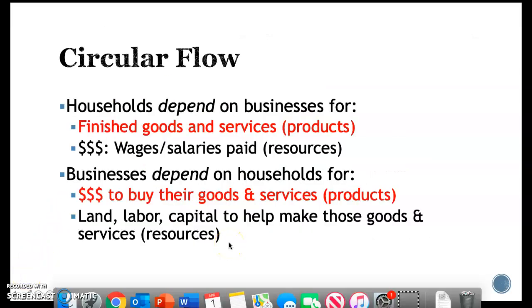So to summarize the circular flow of economic activity, households and businesses alike depend on each other for two things. Households depend on businesses for finished goods and services, aka products, as we see in the red product market, and they also depend on businesses for money in the form of their wages or their salaries paid for providing resources. Finally, businesses depend on households for money to buy those goods and services or those products, and they also depend on households for the land, labor, and capital that they needed to make those goods and services in that resource market.